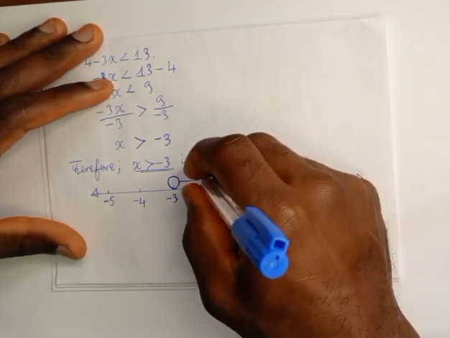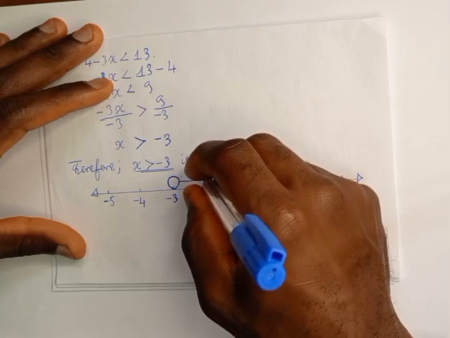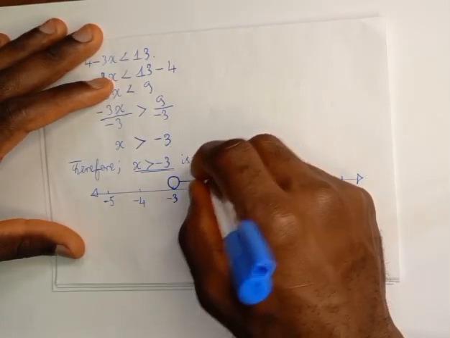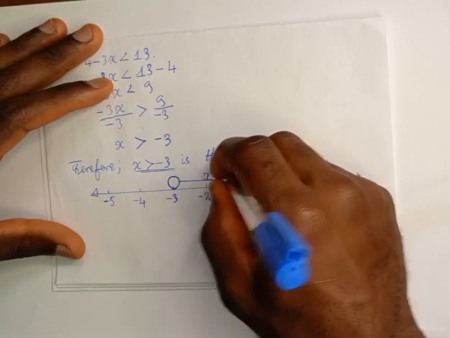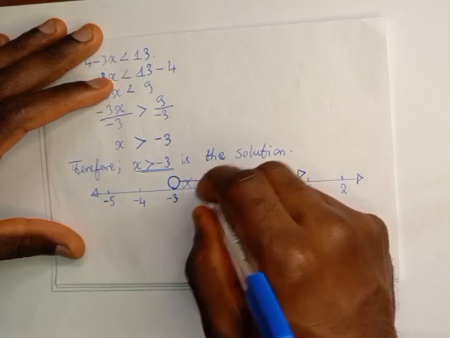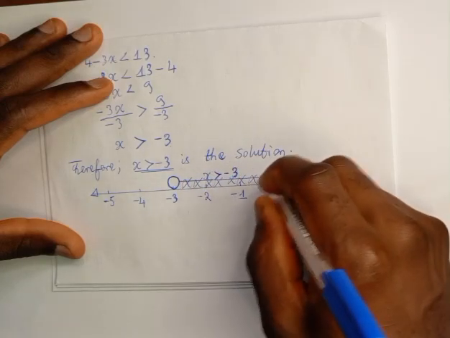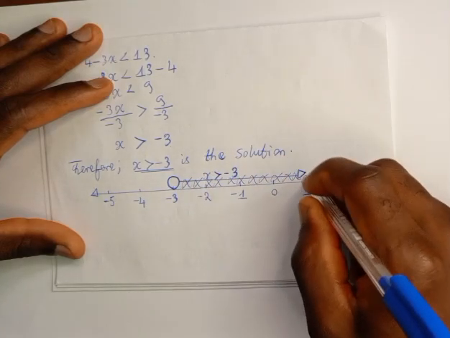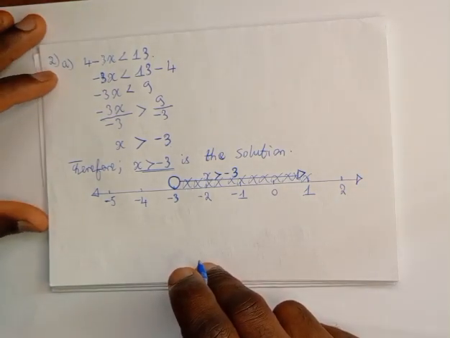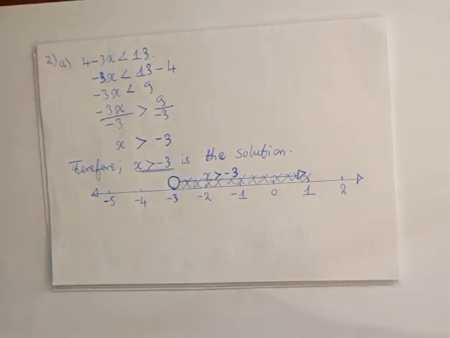Then we are going to write down the solution above this horizontal line: x is greater than -3. We shade these portions like this, indicating that this is the solution. So this is how we represent the solution x greater than -3 on a number line.